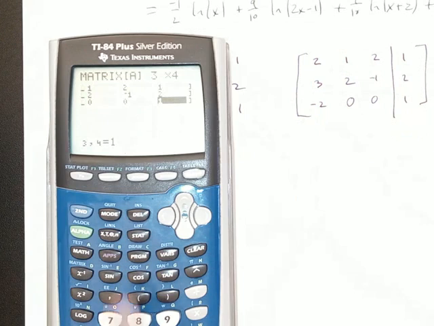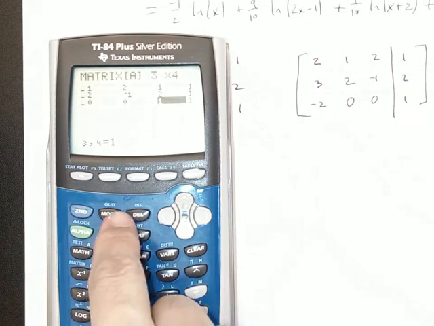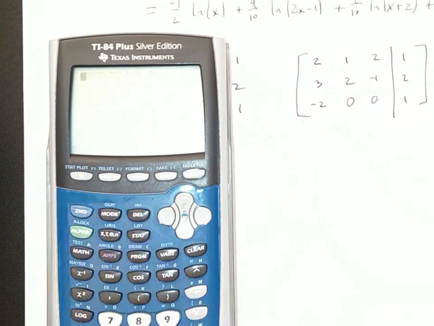Hit second mode, because above that it says quit. So second mode takes me back out to the home screen. Now if you hit that matrix button, it shows you there's stuff in matrix A. If you hit enter, it'll show you what's matrix A. Does that match the matrix we want? Did I type it in right? Oh, good.